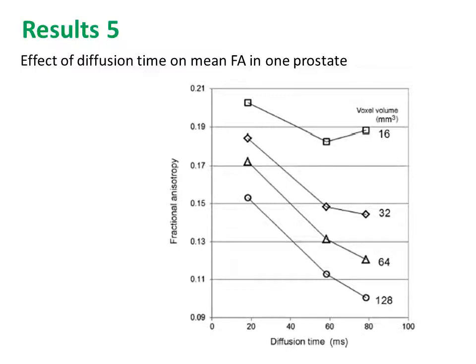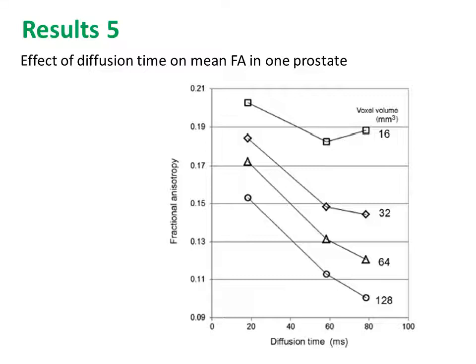Now in one prostate we looked at the effect of the diffusion time. Diffusion time is a factor that's often neglected in DWI studies. So basically the diffusion time affects the spatial scale sensitivity of the measurement. So it's quite plausible that depending on the size of the structures that are causing the anisotropy, we would get differences in the measured anisotropy depending on the diffusion time.